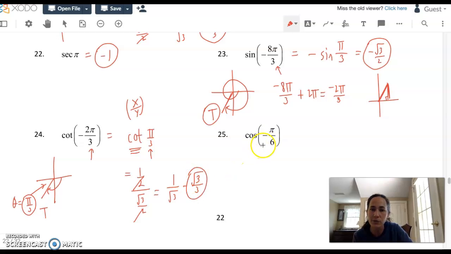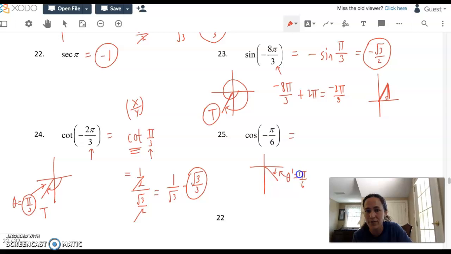Cool. All right, last one, negative pi over 6. This one doesn't look too bad. What quadrant are we in? You're just going pi over 6 in the clockwise direction here. And what's cool is it's what I just said for the reference angle. How far do we travel? We traveled pi over 6.